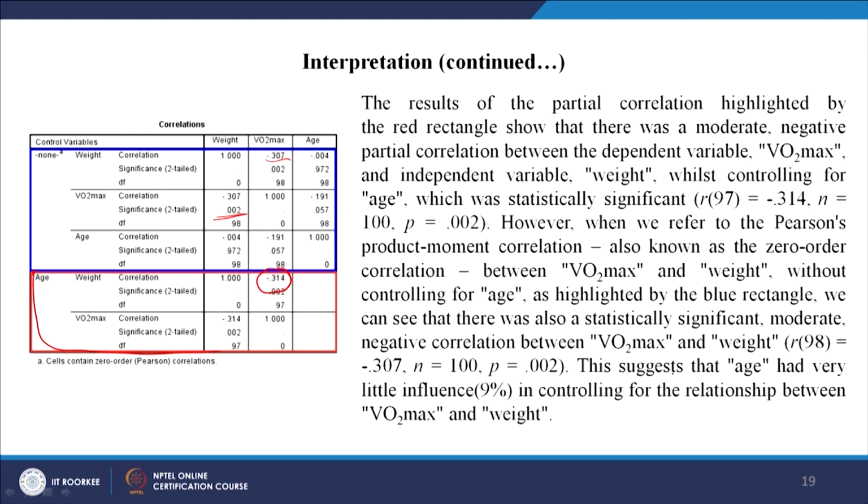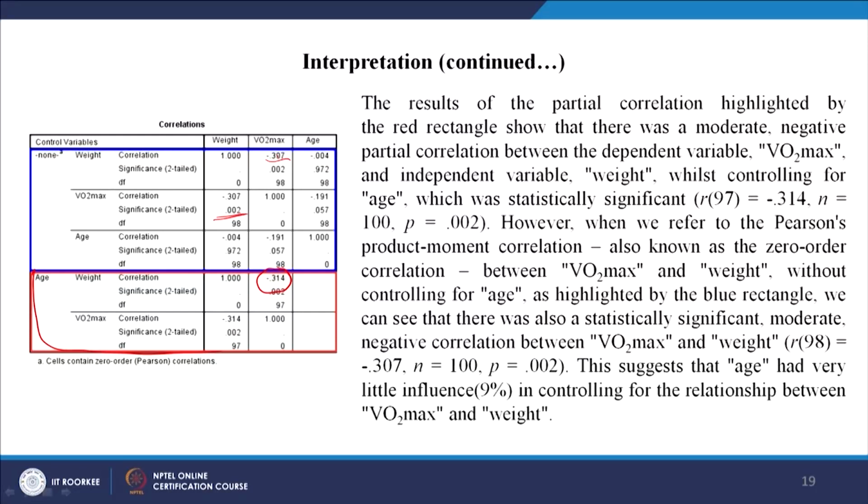This suggests that age had very little influence, 9%. Why am I saying 9%? If you see, 0.3 is the relationship. So, if R is 0.3, what is the coefficient of determination? R square, which is equal to 0.3 times 0.3, that is equal to 9%. So, only 9%. You need not write this part, it is just to understand.